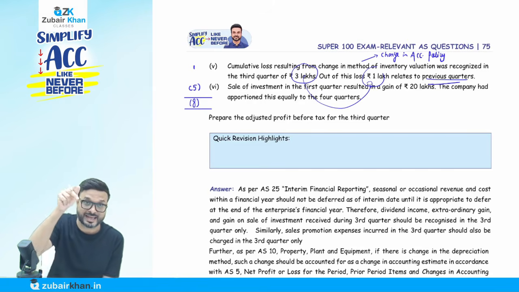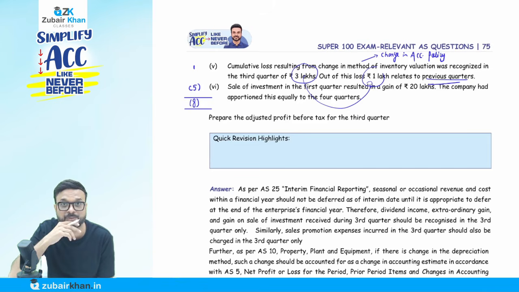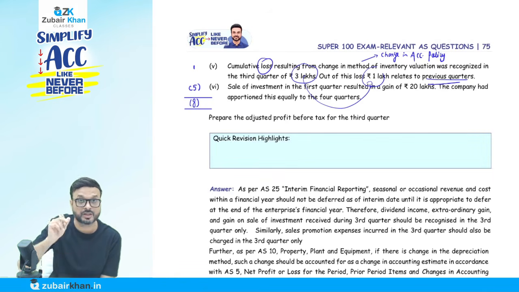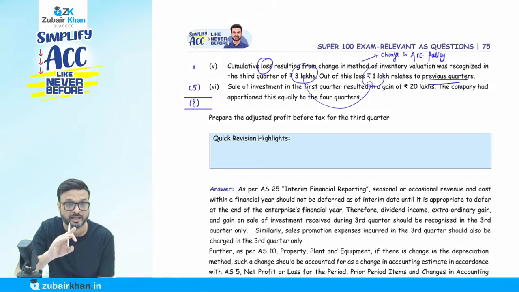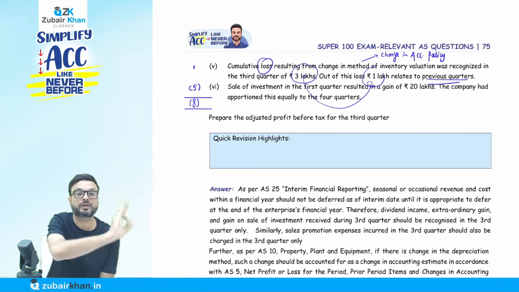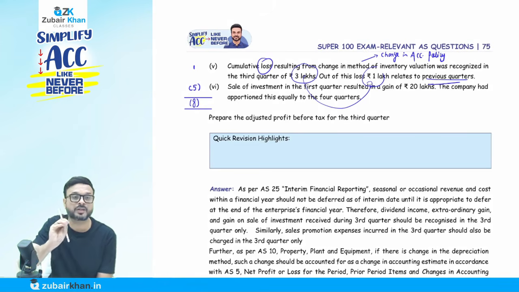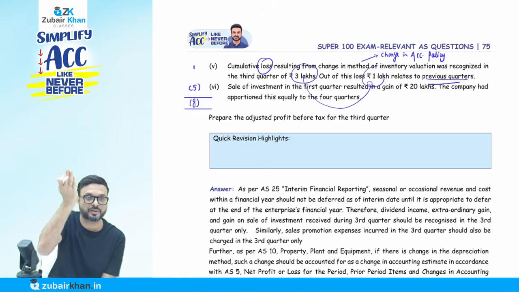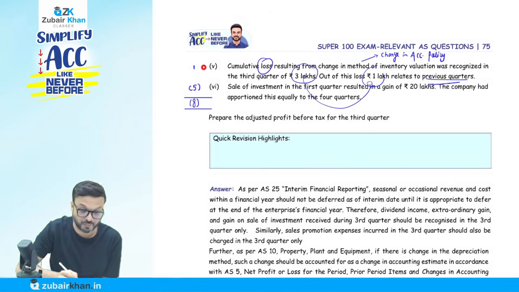But we have recognized the expense here. How much have we recognized as loss? 3 lakh. But we have to recognize only 2, because 1 is related to the previous period. Now we are reducing the loss. If you reduce the loss, profit will increase. So that's why it is a positive figure, 1.